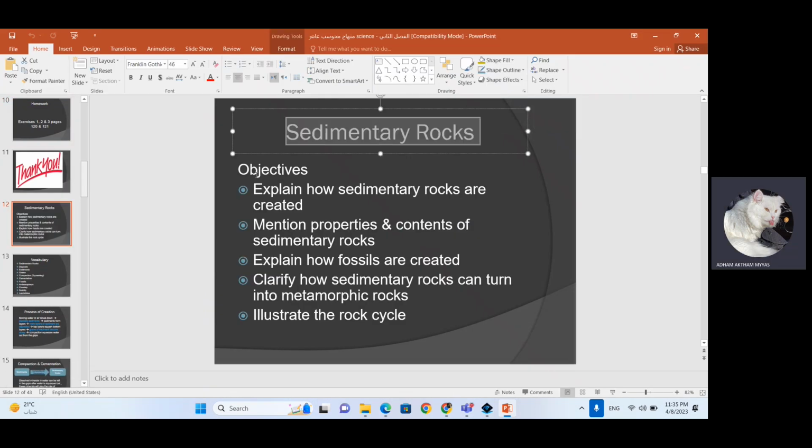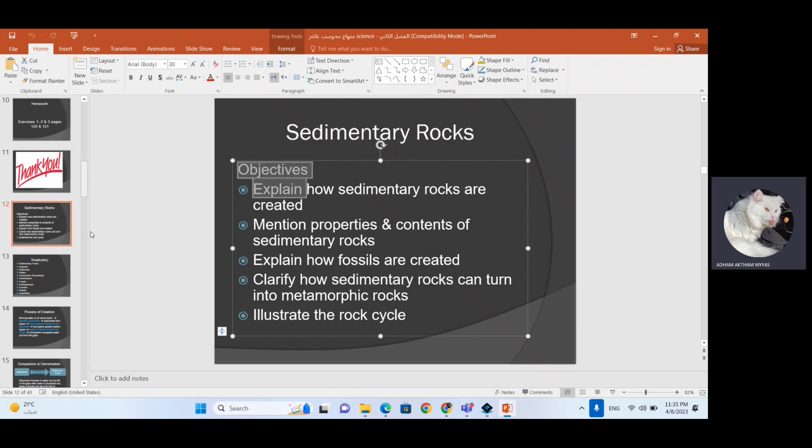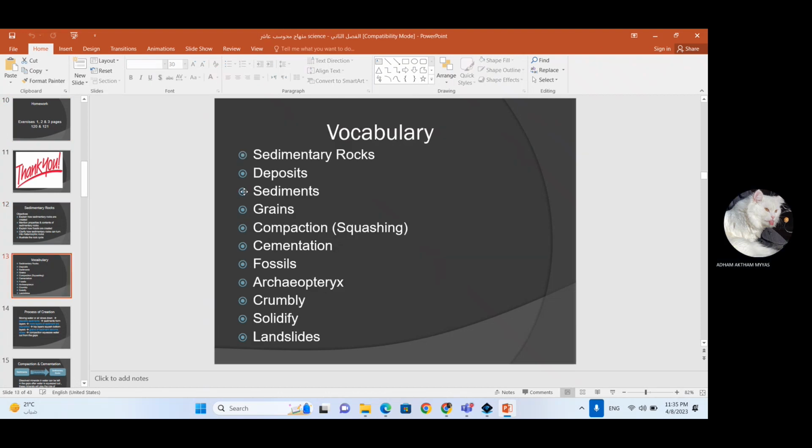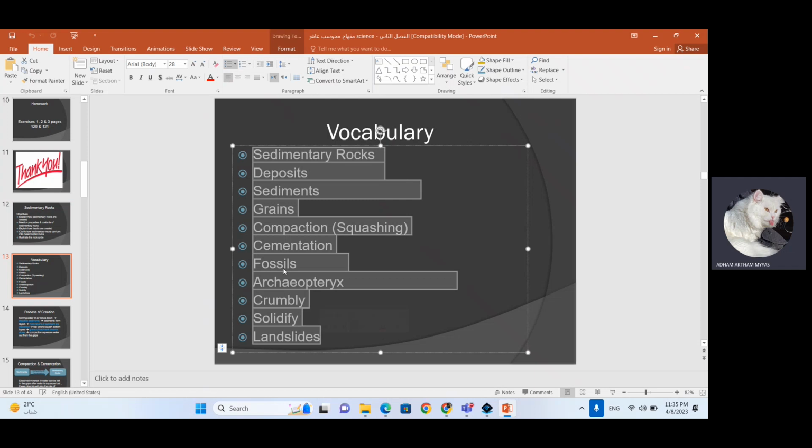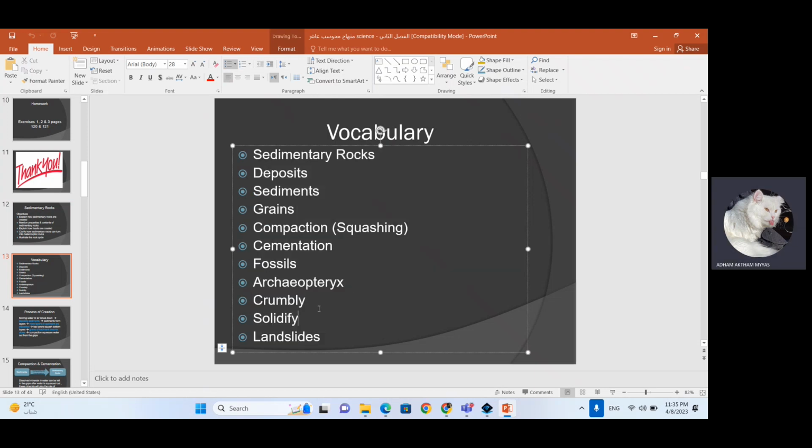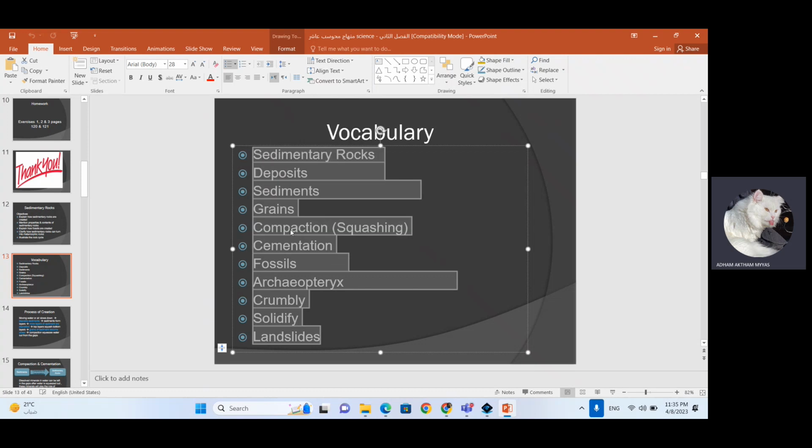So, sedimentary rocks. The objectives are to explain the sedimentary rocks and so on. The vocab here, try to translate them so you can understand them more easily.